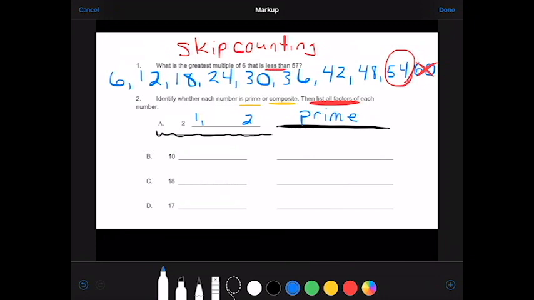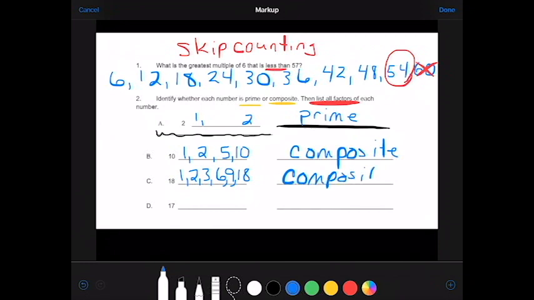Now let's think of all the ways to multiply to get 10. We can go 1 times 10, and we can do 2 times 5. So that makes this number composite because it has more than 2 factors. On the next one, we have 18. So we have to think of all the ways to multiply to get 18. I always like to start with the 1 and the 18 so that I don't forget it at the end. And then we have 2 times 9, and we have 3 times 6. That makes this number composite for sure.